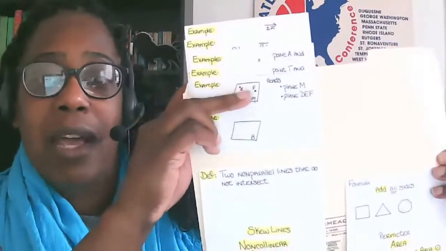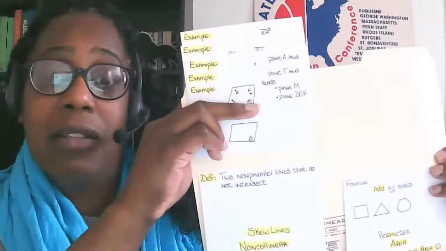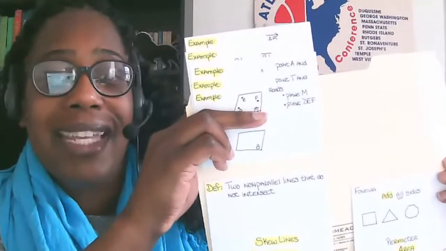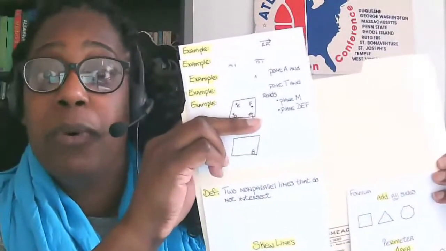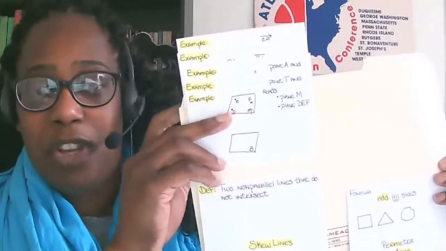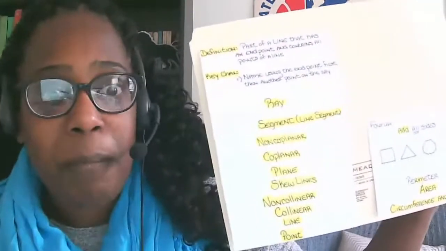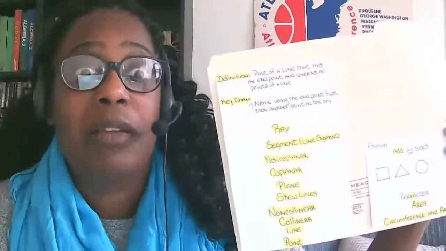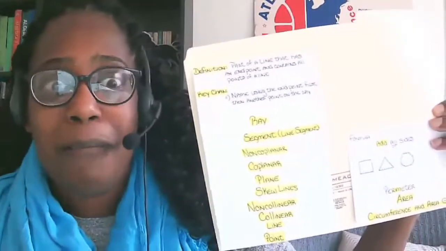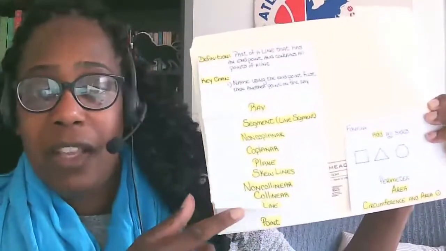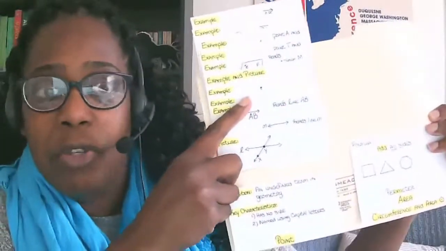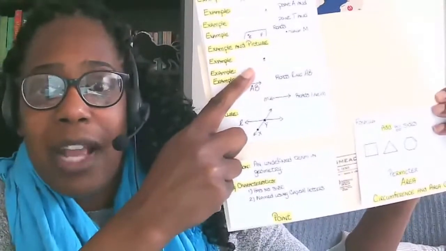But I also wrote down how you should read it. You should read it as plane M, if it's just a cursive capital letter, or plane DEF, because you can name it with three points that are within that structure. All right? So you basically made a flip book, right? Neat, right? Because you're doing the actual writing of the definition, you're helping your brain to process not only the word, but also the meaning. And just by looking at it, I'm very visual, so for me, I actually have a visual of examples of what the word actually means.